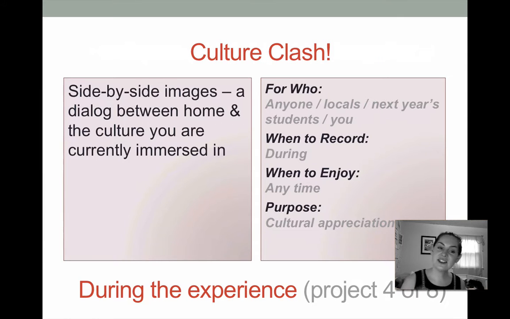All right, culture clash: side-by-side images of things that you perhaps weren't expecting going into a new culture, in the context of study away. So putting those things side by side in images, and there were different ways you could work with the video for that. The purpose would be sort of a cultural appreciation or an intercultural dialogue.